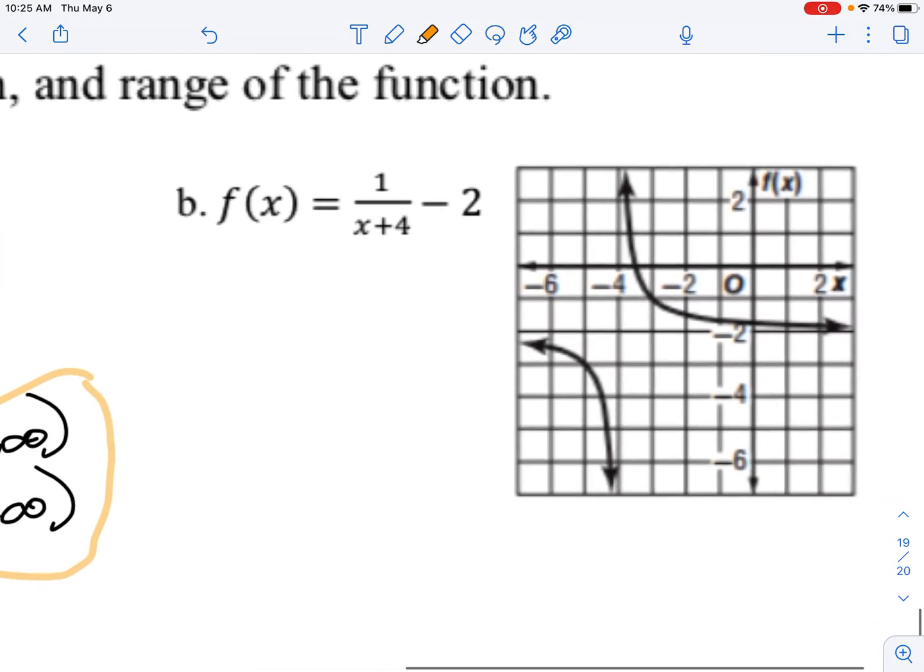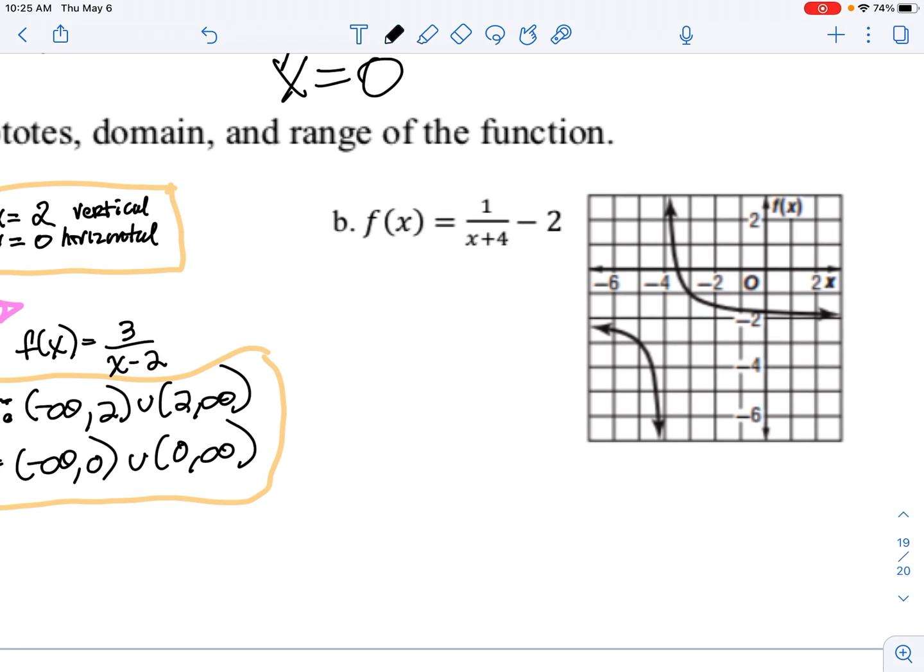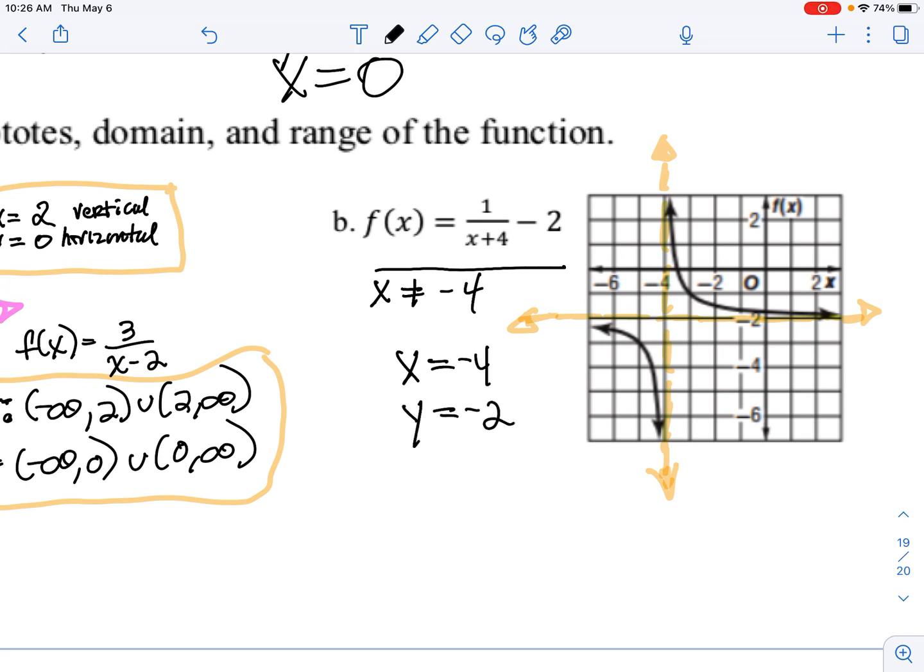Okay, let's do one more, and let's pay attention to the equation. So I'm looking at this equation. I know that x cannot be negative 4, right? Because if x is negative 4, it produces a 0 in the denominator. So this one seems clearer. So I'm going to go ahead and draw that in, okay? And then it also went down 2. There we go. All right. So my asymptotes are x equals negative 4, y equals negative 2.